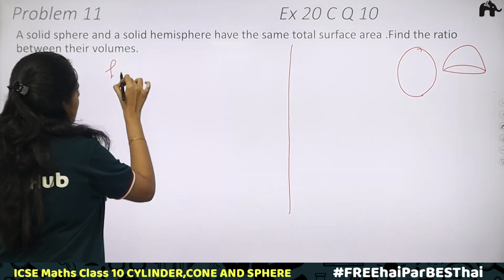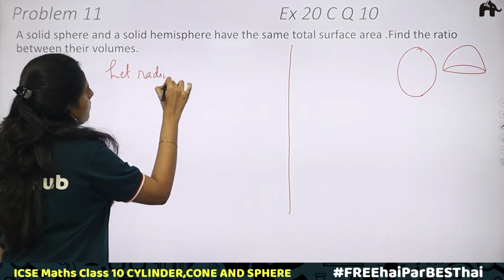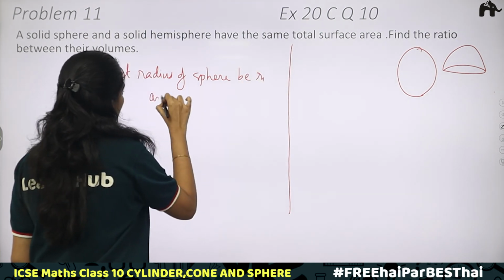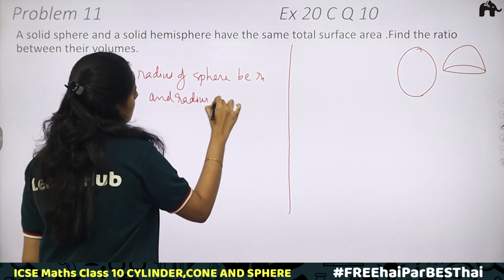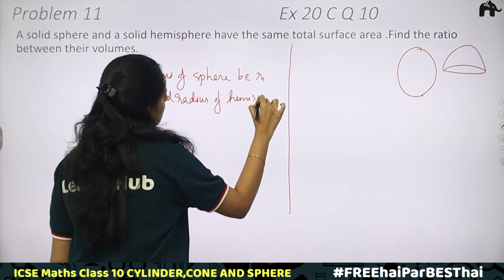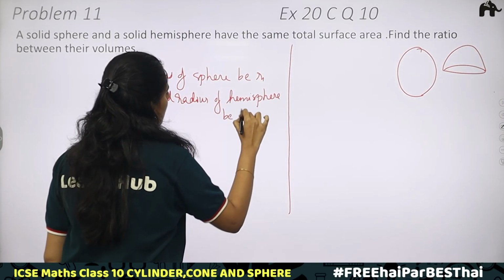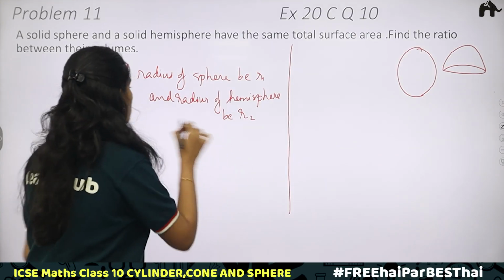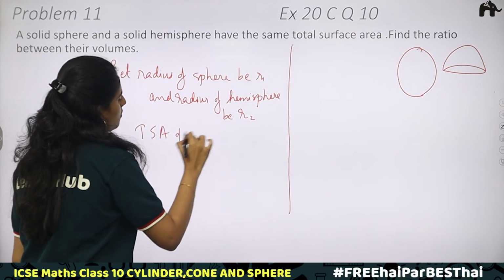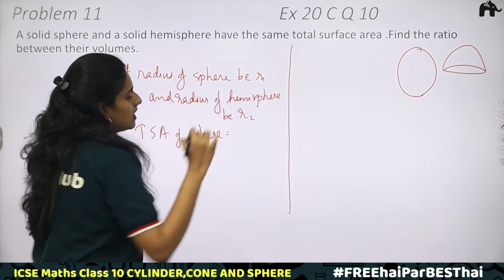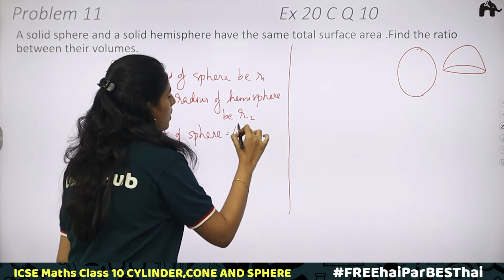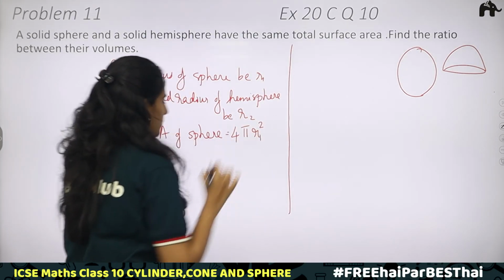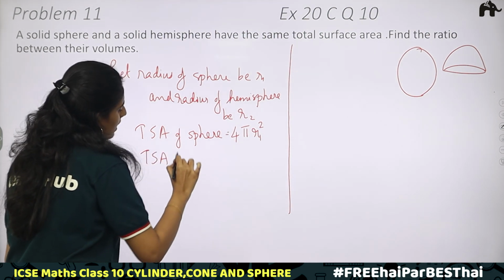Let us say, let the radius of sphere be R1 and radius of hemisphere be R2. We have taken R1 as the radius of sphere and R2 as the radius of hemisphere. Now what is the total surface area of sphere? Total surface area of sphere is equal to 4 pi r square. Here the radius of sphere is R1, so 4 pi R1 square.